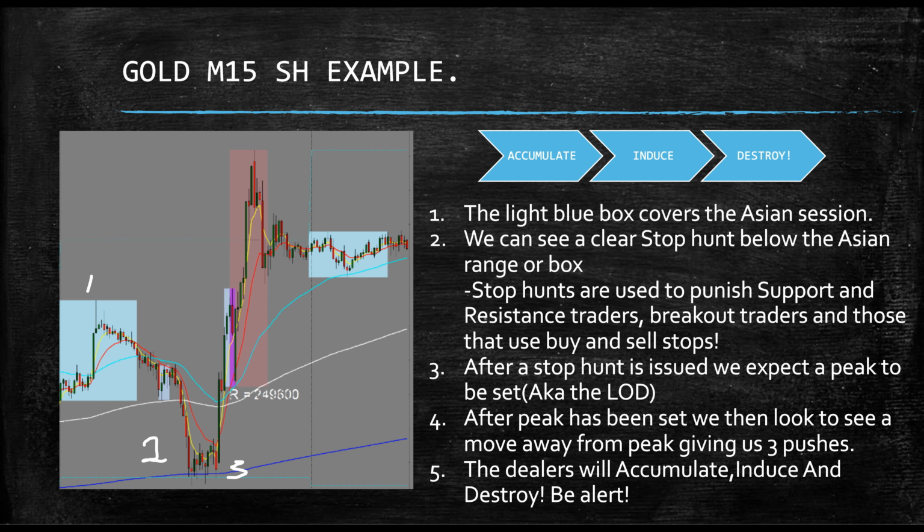After a peak has been set, we then look to see a move away from peak, giving us 3 pushes. The dealer will accumulate, induce, and destroy. So be alert. Right, you need to be able to identify the stop hunts. Of course, you can go through this by back testing. You will see that this happens every day, every week, every month, every year.